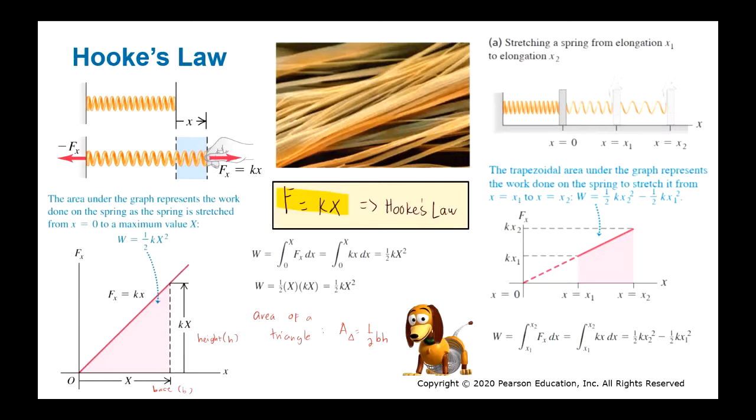Well, what if we want to know how much work we need in order to stretch Slinky from zero to a maximum value of capital X? We can just integrate Fx dx from 0 to capital X. Using Hooke's law, we substitute that for Fx, so that's kx dx. And that is how we got 1/2 k times capital X squared.